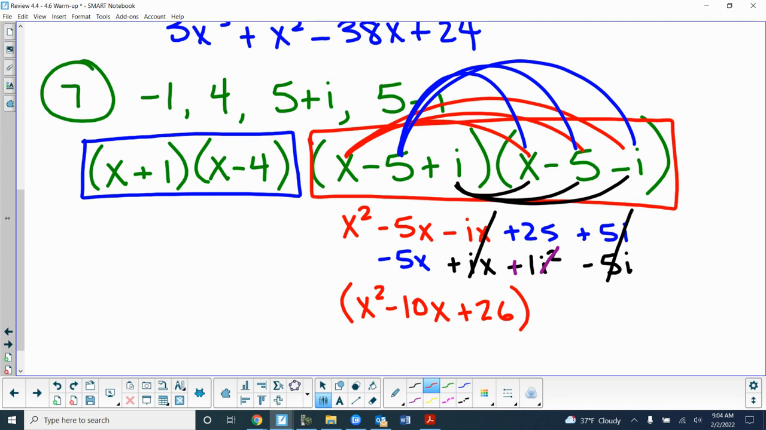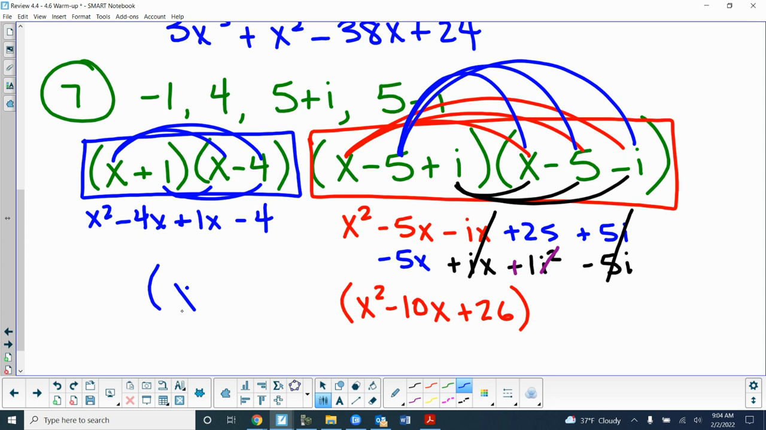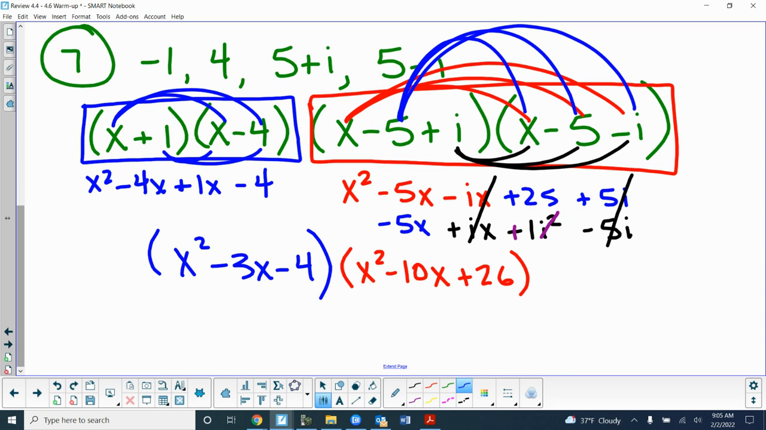Okay. The blue box, first, outside, inside, last, comes out to be x squared minus 3x minus 4. Okay. Questions up to this point? Okay, so no i's are left. We didn't have any radicals in this one, so no radicals. Now we just have to multiply the two trinomials together, and we'll be done.